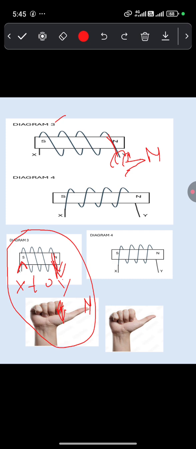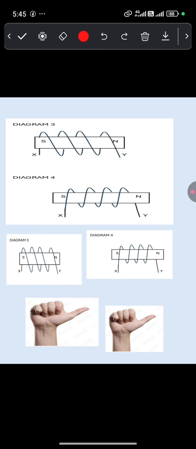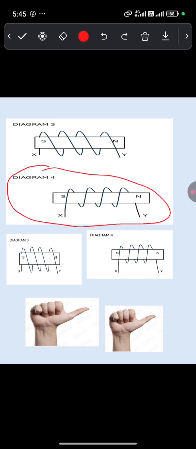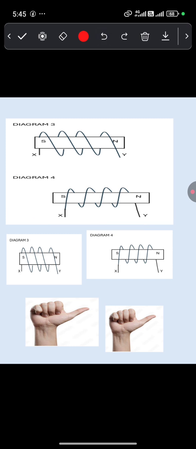So now for the second one, if you look at diagram number 2, you identify the front wire. The front wire is here. Now you point with your thumb in the direction of the north. Then you curl your fingers with your right hand.